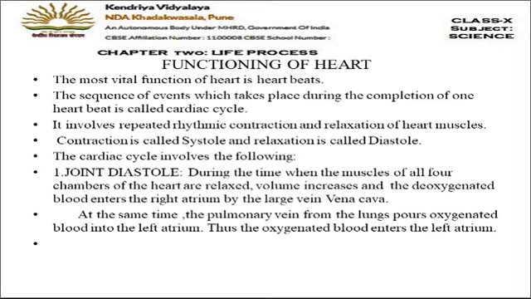Let's see what happens in the joint diastole. During the time when the muscles of all four chambers of the heart are relaxed, the two atria and the two ventricles expand. When they expand, naturally the volume inside the heart will increase and the pressure will decrease. Because of the increase in volume, the deoxygenated blood enters the right atrium by the large vein, the vena cava.